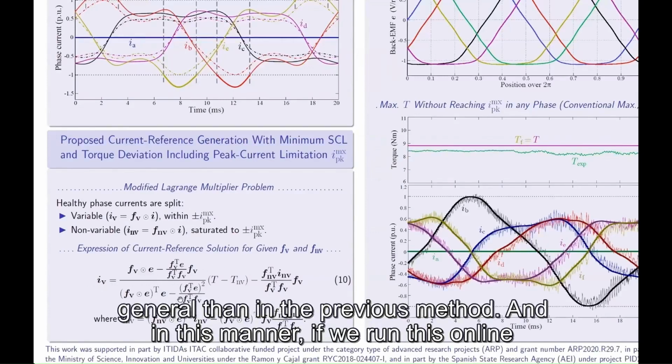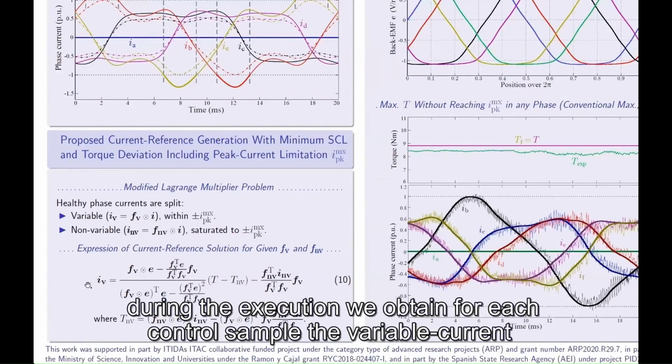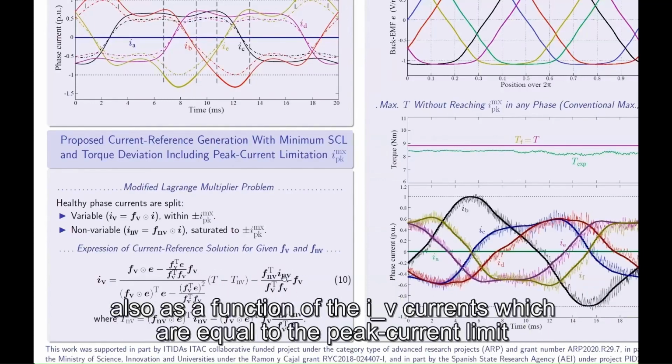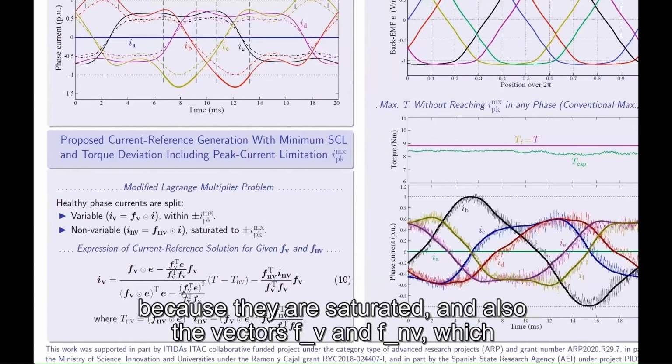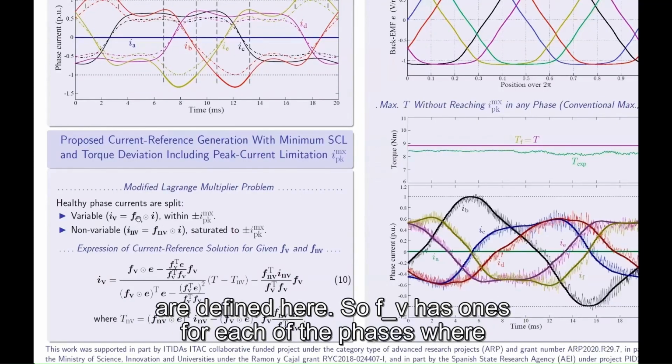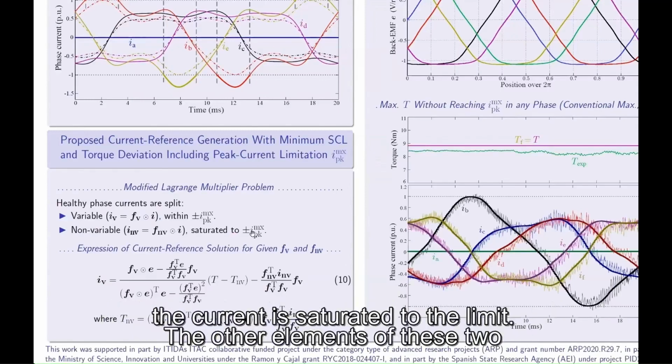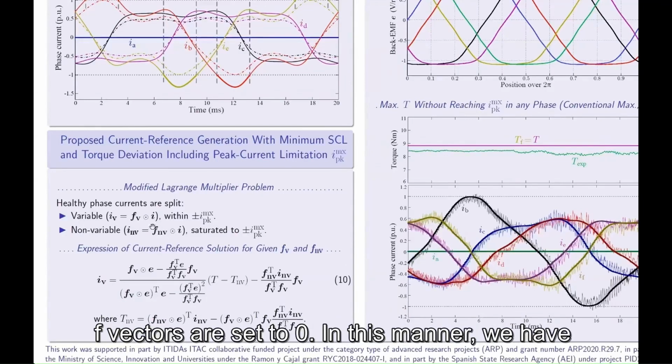And in this manner, if we run this online during the execution, you obtain for each control sample the variable currents as a function of, of course, the torque reference and the Back-EMF, but also as a function of the INV currents, which are equal to the peak current limit because they are saturated, and also the vectors FV and FNV, which are defined here. So FV has ones for each of the phases where the current is considered as variable, and FNV has one for each of the phases where the current is saturated to the limit. The other elements of these two F vectors are set to 0.